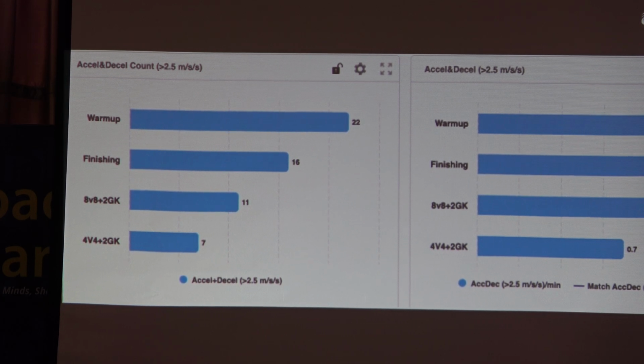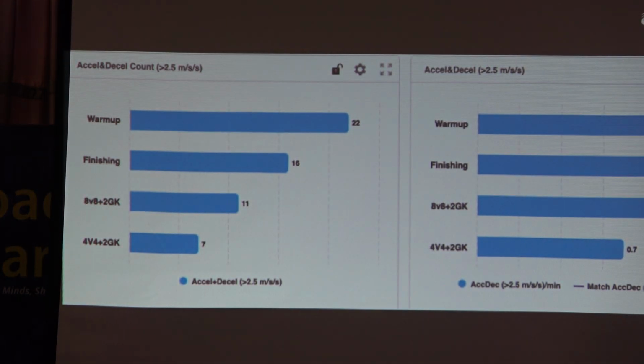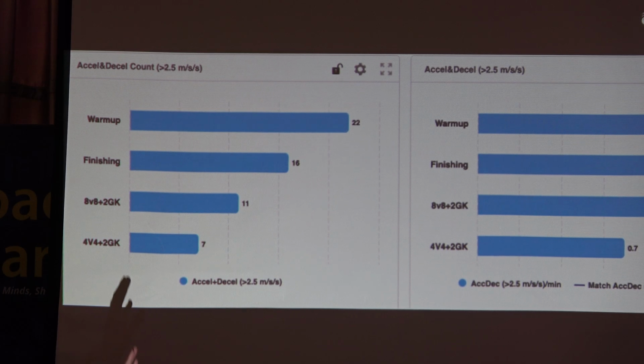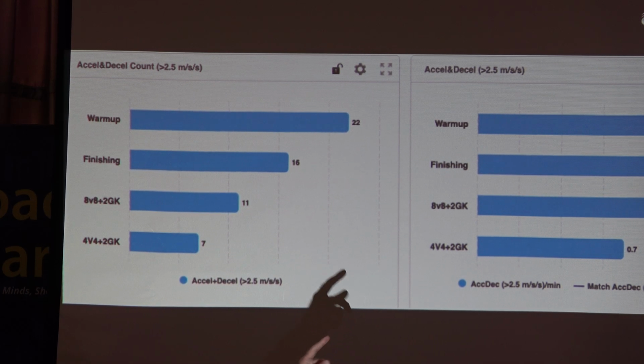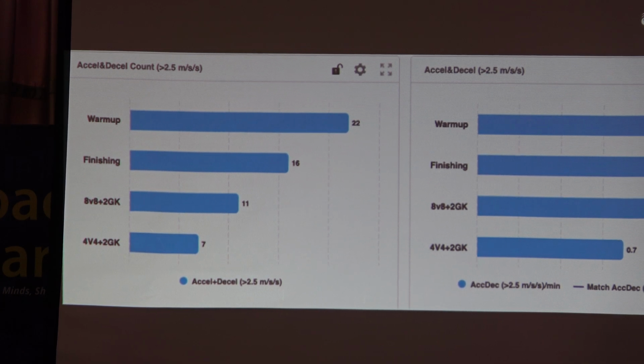Does anyone want to take a guess why this one was not high? Because we were always talking about small-sided games, where the mechanical load is supposed to be high. It's too small. So this is small, yes.